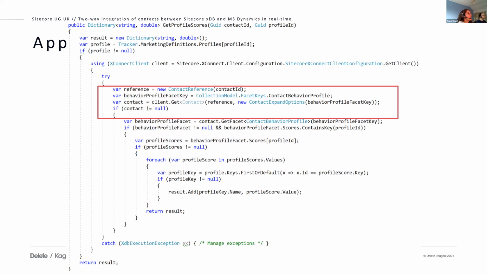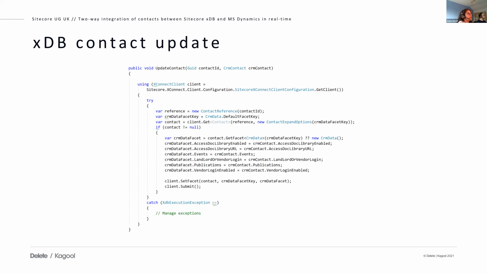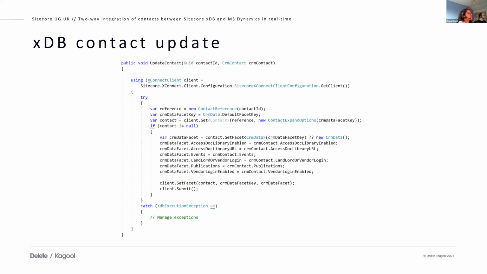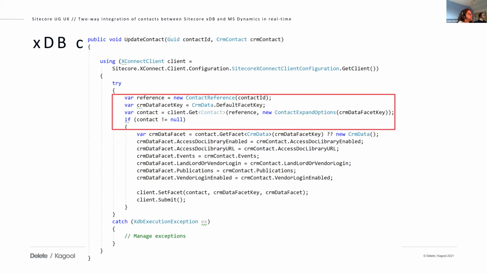And finally, we've got an example of how to update the XDB contact with the CRM data that can be captured offline. In our case, we needed a custom facet because out of the box, there were no fields that would store this type of information. So again, we connect to XConnect API, we get our contact, and then we send our custom CRM data facet key to the API to try to get this facet. And in case it doesn't exist, we create a new object.